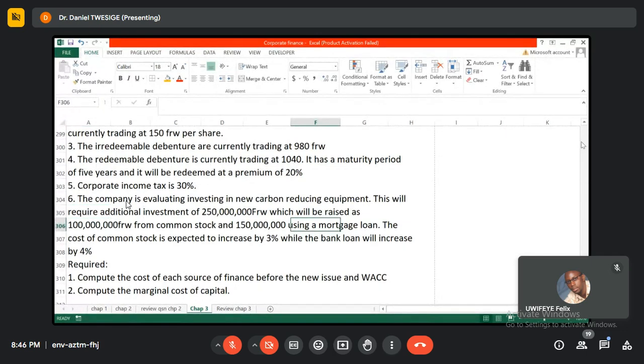So, any questions on that? Yeah, for computing the marginal cost of capital, shall we consider the additional information of number 6? Number 6, yes. That is the importance of adding that additional number 6. Yes, please. Okay.